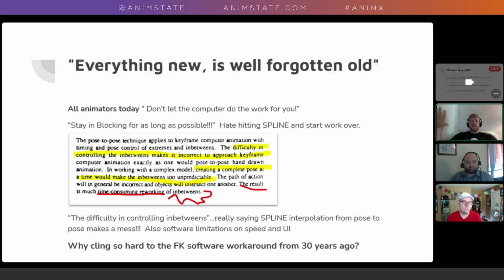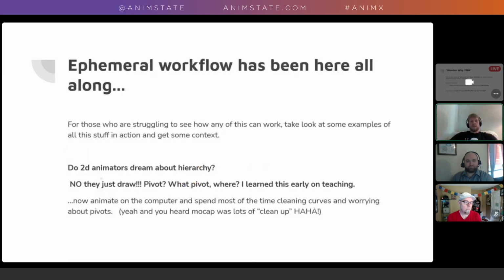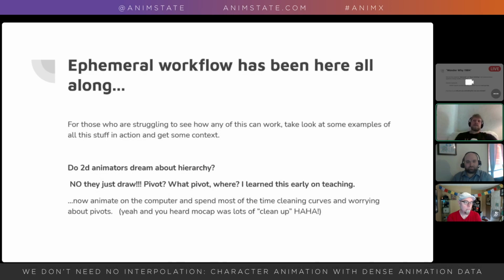So why does everyone cling to FK workarounds from 30 years ago? Because Lasseter did it? I hope not. But mainly it's because that's what is continually taught. So if you're trying to understand the system and you want to see it, how do I apply it to my workflow day to day? Do I have to throw everything out?